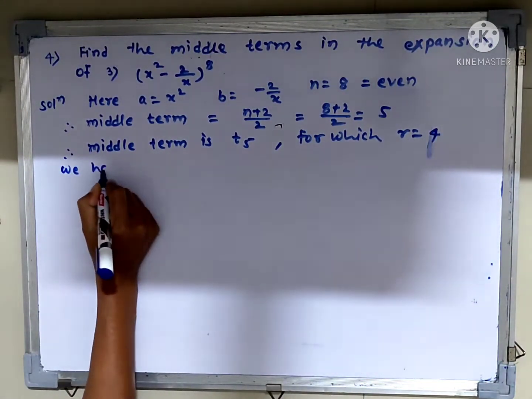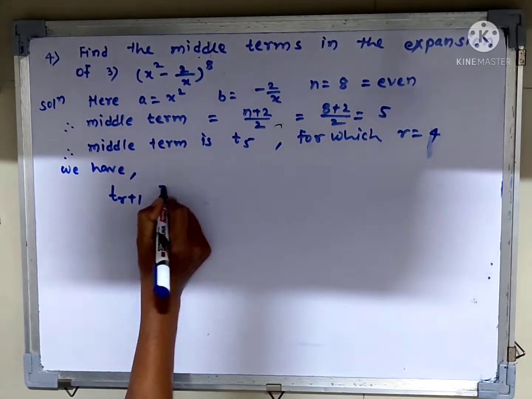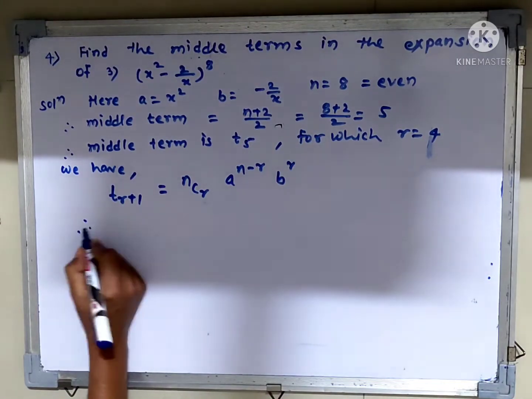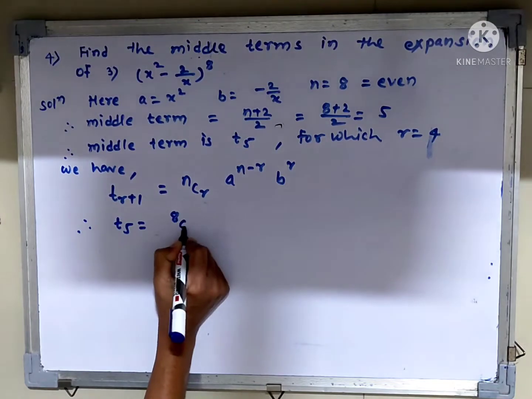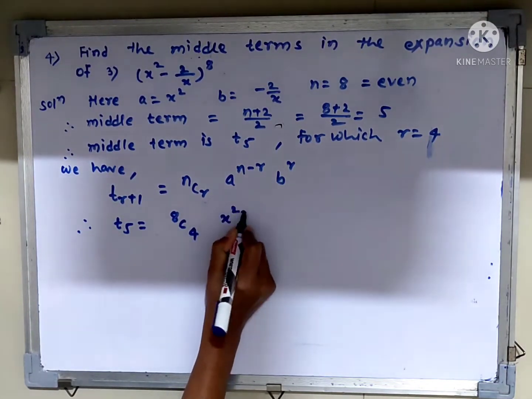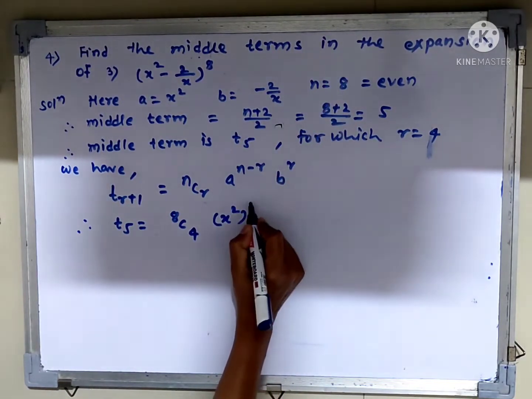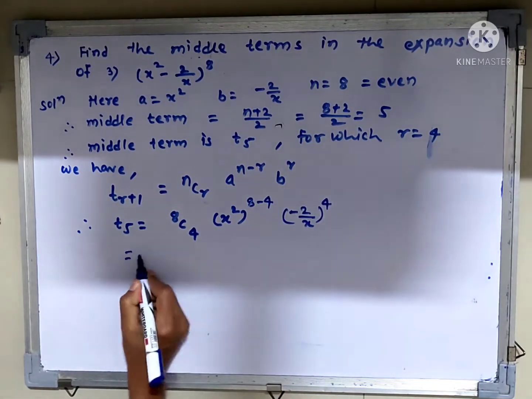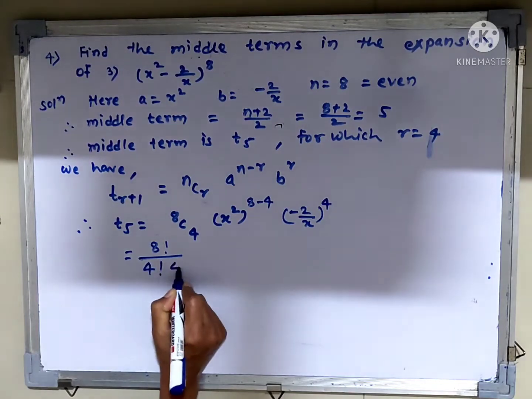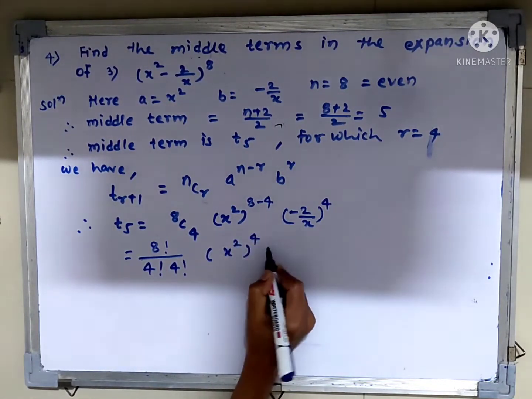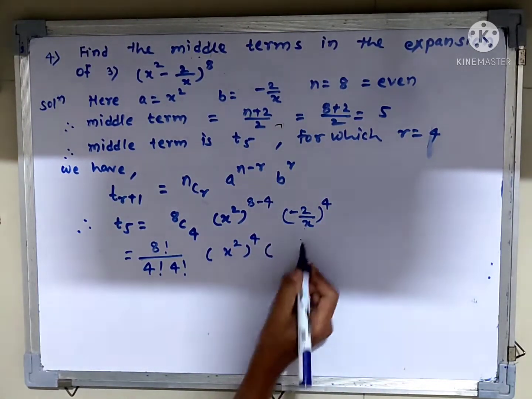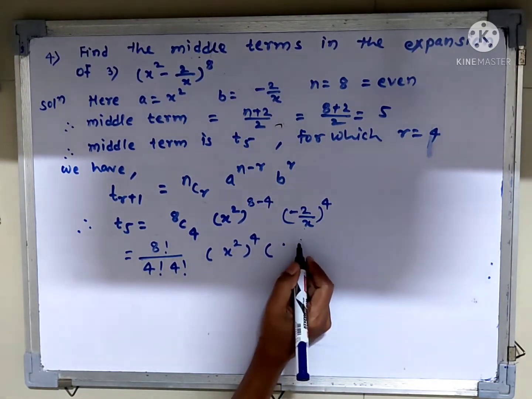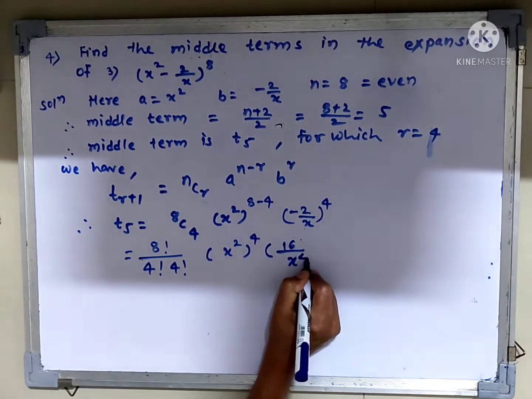We have T(r+1) = nCr a raised to n minus r, b raised to r. Therefore T5 = 8C4 (x square) raised to 8 minus 4, (minus 2/x) raised to 4, which is equal to 8 factorial upon 4 factorial into 4 factorial. Here (x square) raised to 4, (minus 2/x) raised to 4: the power is even, therefore this term becomes positive, therefore 2 raised to 4, 16 upon x raised to 4.